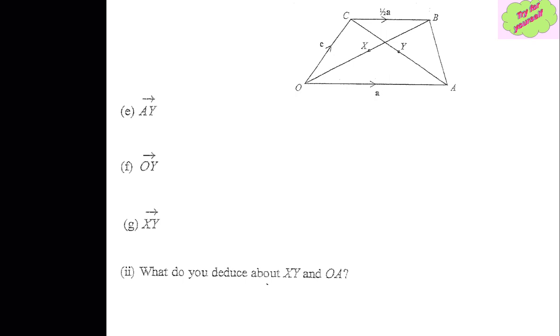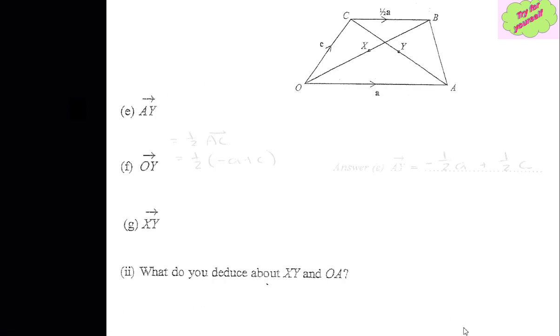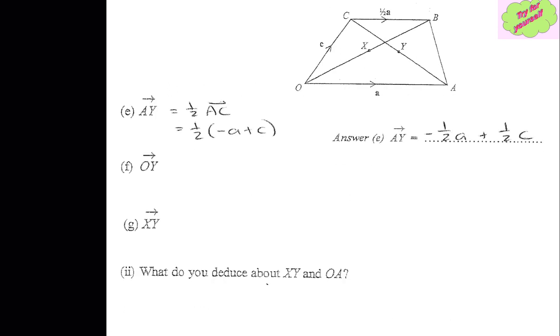AY. So Y is the midpoint. Even though it's not drawn to scale, they said in the question back here that Y is the midpoint of OB. So you've got to halve this basically. So half of negative A plus C is negative a half A plus a half C. Put a little line under here, a line under here, a line under here, and a line under here, please. It's okay if you wrote a half C minus a half A, same thing.